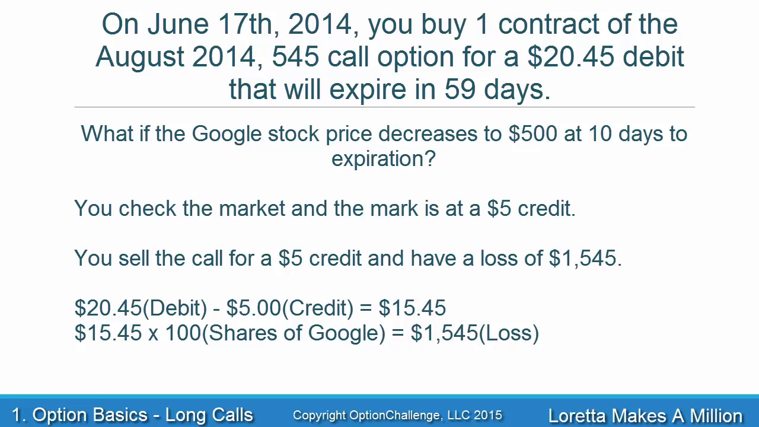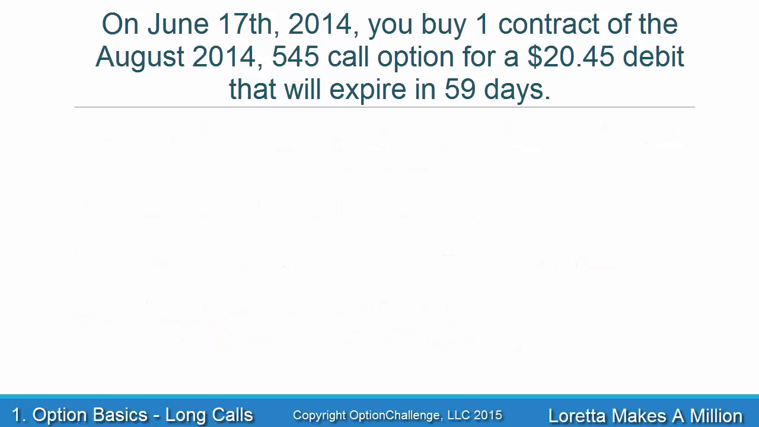$15.45. $15.45 times 100 shares of Google will give you a loss of $1,545. You have a loss of $1,545, but not a max loss of $2,045. You benefit from selling the call before expiration. I never let my options go to expiration.